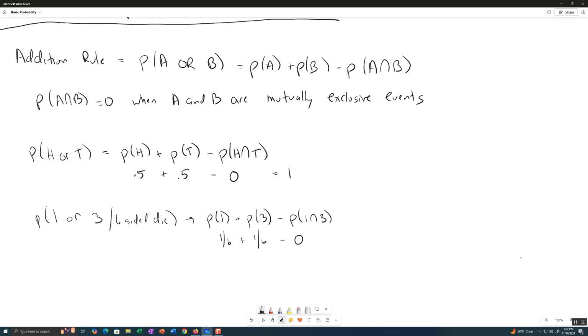Can't happen. So I get 2 out of 6, which as a decimal, you always want to write these as a decimal at the end. 0.3333. So very basic.